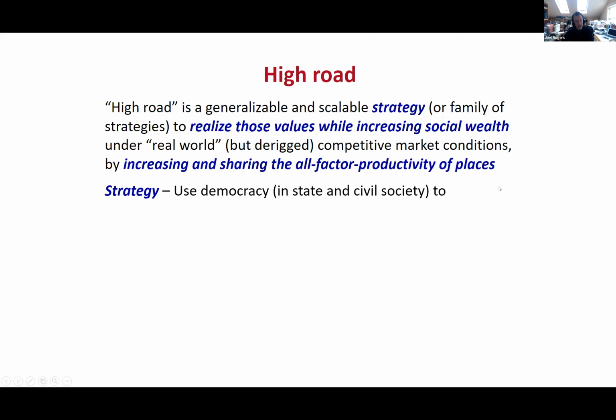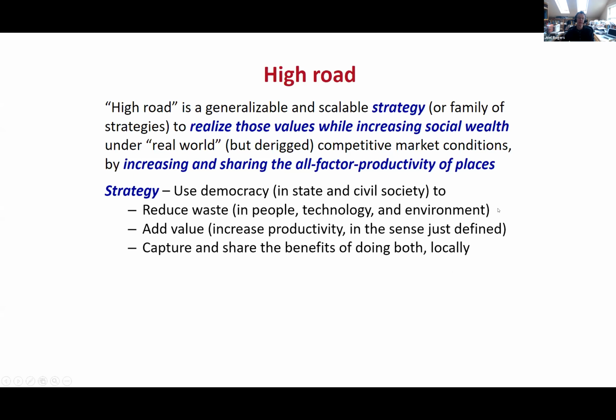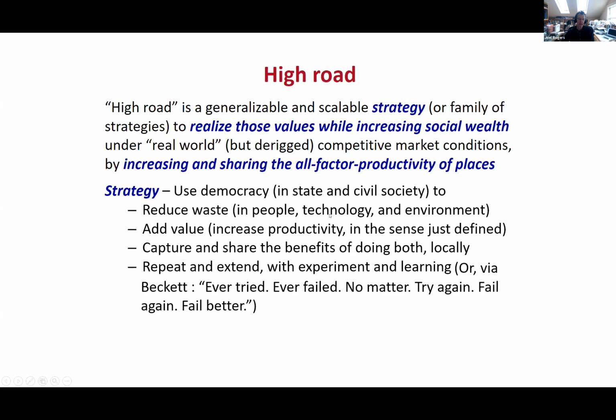And the strategy, again, I know this language may be new to people, is use democracy in state and civil society, reduce waste all over the place, add value, capture and share the benefits of doing both, and then repeat and extend. And if you screw up the first time, don't worry, try again. This is a line from Samuel Beckett I like. Ever tried, ever failed? No matter. Try again, fail better. That's what the high road is about.